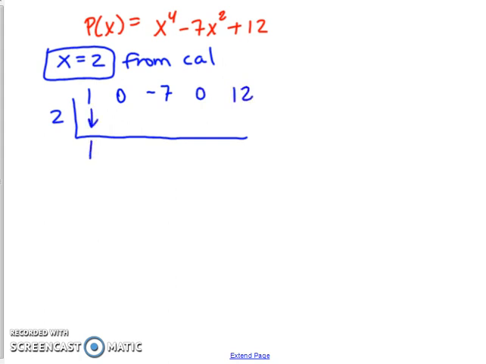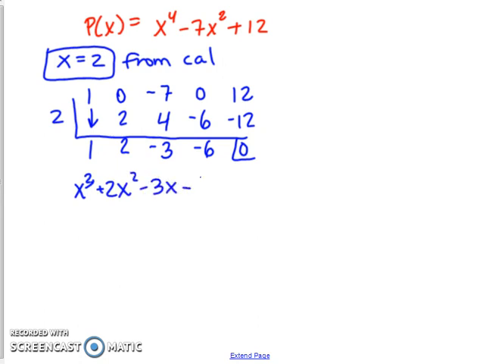Okay, bring down the 1. 1 times 2 is 2. Add it, we get 2. Multiply it, we get 4. Add it, we get -3. Multiply it, -6. Add it, -6. Multiply, -12. And no remainder. So we have x cubed plus 2x squared minus 3x minus 6 equals 0.